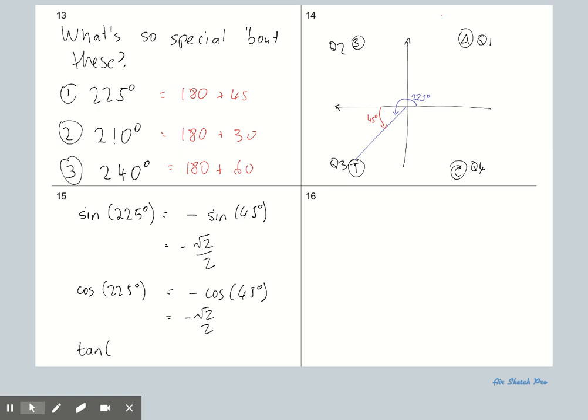And the tan of 225 degrees is equal to the tan of 45 degrees, positive, because the gradient, you can see it in slide 14, the gradient is left to right going up, so we know it's positive. And the tan of 45 degrees, we know from our work, is equal to 1.